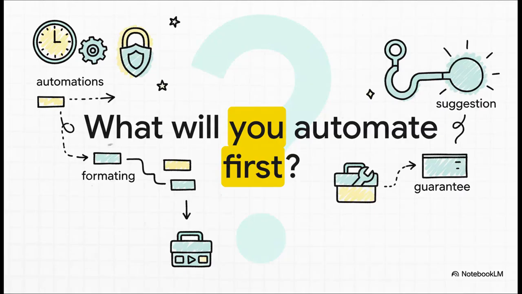So there you have it. We've seen how hooks can transform your vague suggestions into absolute guarantees. They let you build powerful, deterministic automations for formatting, for security, and for just making your own workflow better. You officially have the tools. The only question left is, what are you going to build first?